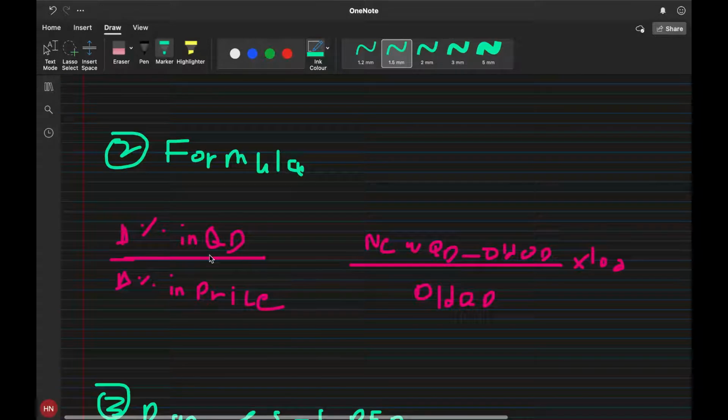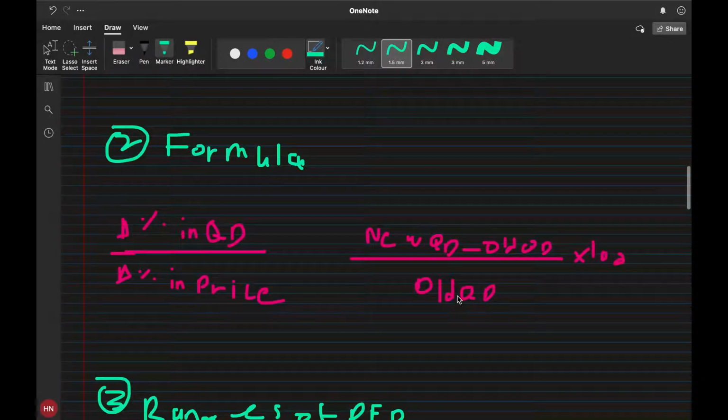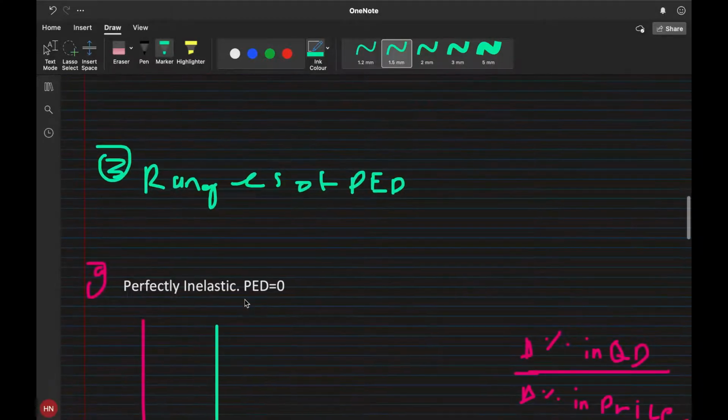And let's say if you want to calculate the percentage change in either QD or price, you can just use the formula new minus old divided by old times 100. So this is what you have to use in order to calculate the percentage changes, and then you can just divide the percentage change in QD by the percentage change in price to calculate your value. Let's have a look at the ranges of PED.